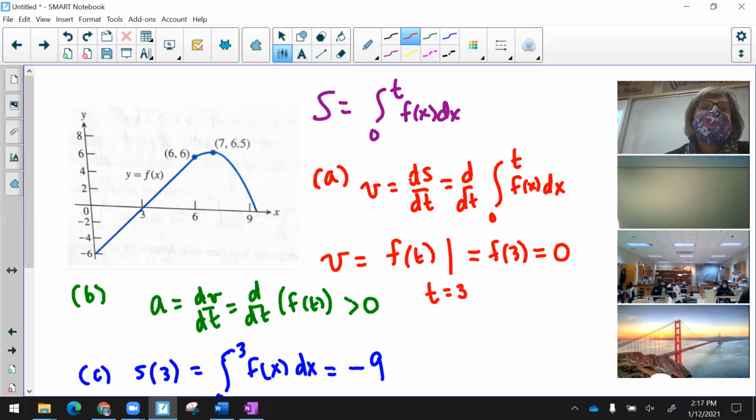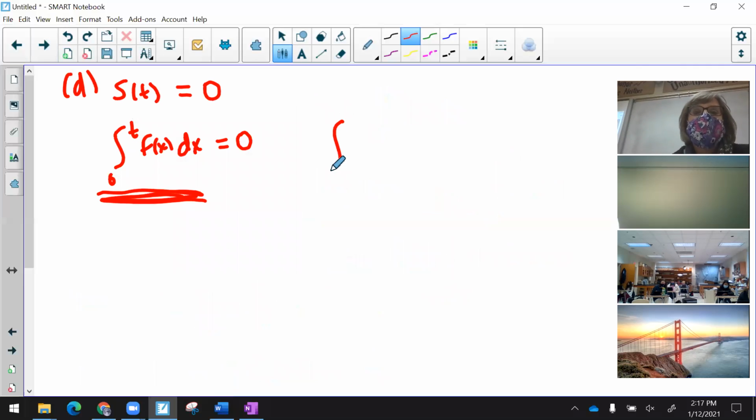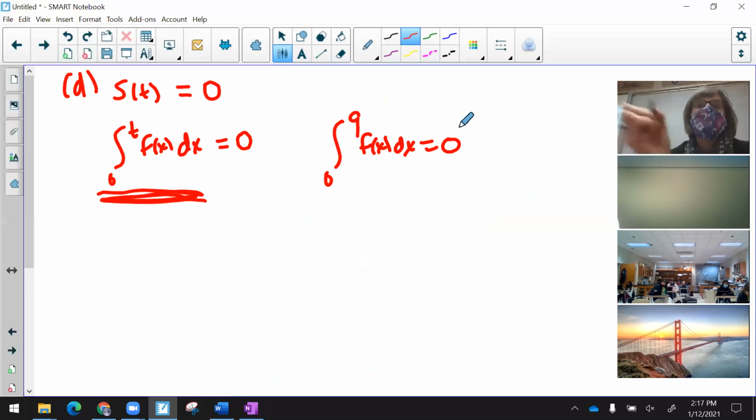So I already know that this area here is -9, right? So where do you think, what time is going to give me a total area that's equal to 0? Annabelle, you want to try again? 6 seconds. Is that what you were going to say, Kim? Okay, so that's going to be an area of 9. Okay. So if I take the integral from 0 to 9 of f of x dx, that's going to give me a distance of 0.